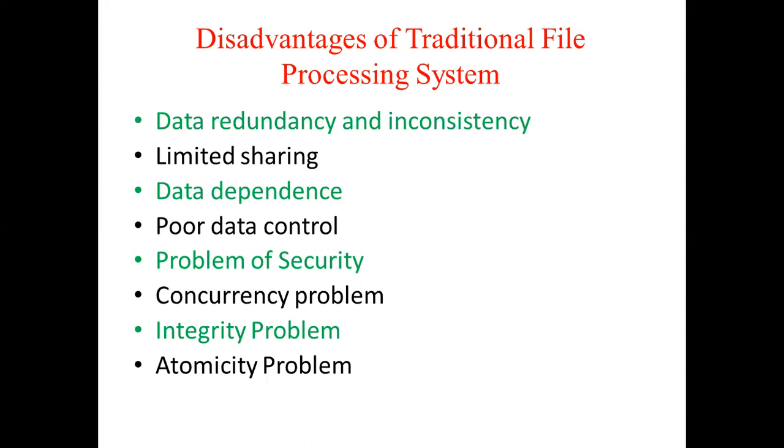It is difficult to share the data in a traditional file system because each application has its own private files, and users have different kinds of rights to access that data. So users have little choice to share the data outside their own application. To share the data, we have to write some kind of complex program. The next point is data dependence.